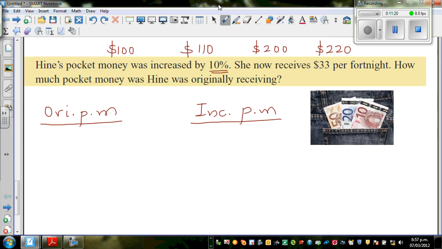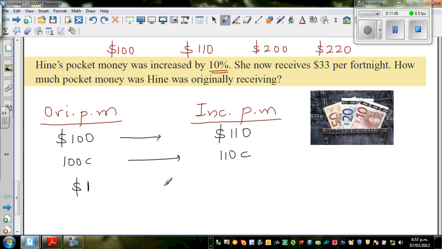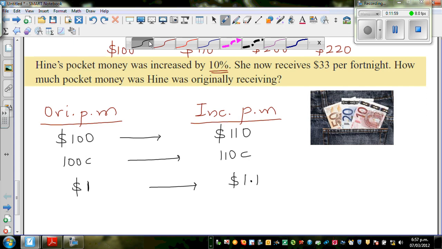So this means if she was getting $100 previously, now she's getting 110. Same logic, if she was getting 100 cents previously, the increased amount is 110 cents. And this is the same as writing, if she was getting $1, she is now getting $1.10. 1.10 is the same as 1.1. Now our question is, she now receives $33.